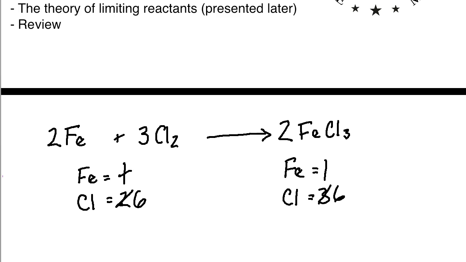So I take a look, I've got 2 iron on the left, 2 iron on the right, 6 chlorine on the left, 6 chlorine on the right. So this was an example that was, in my opinion, somewhat simple. Okay, so hopefully everybody was okay with that. I would think most students would probably be done by the time I got through that one.